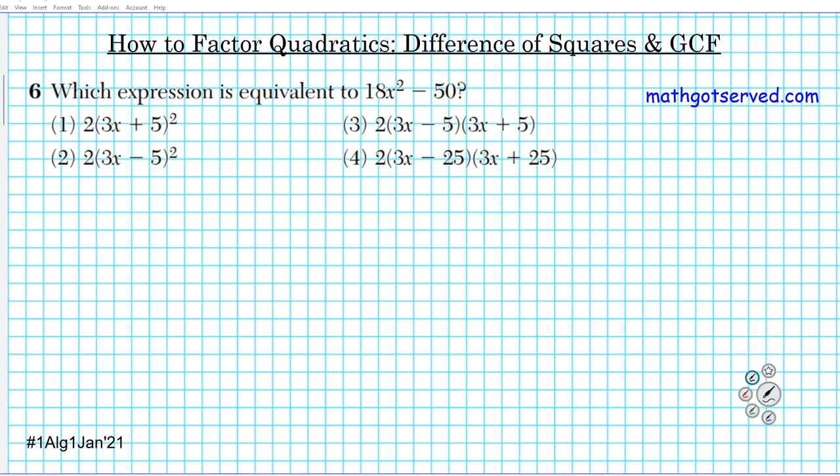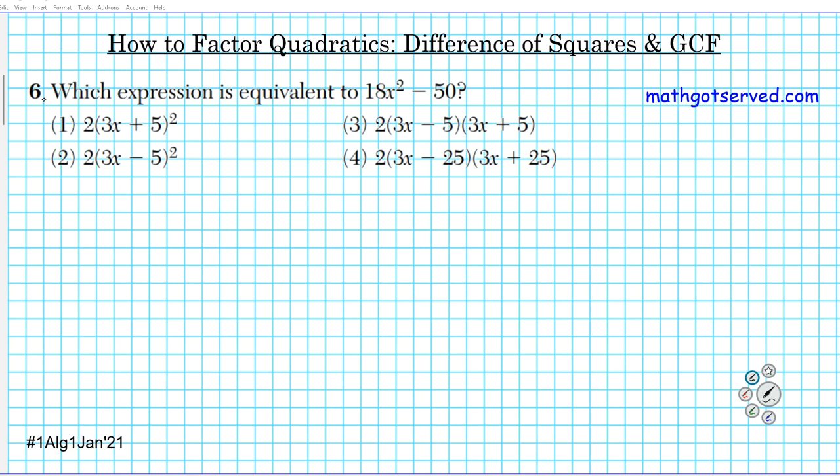All right, so in question number 6, we're going to be looking at how to factor quadratic binomials. We're going to be using the difference of squares method and also the concept of GCF, or greatest common factor. So the question reads, which expression is equivalent to 18x squared minus 50?